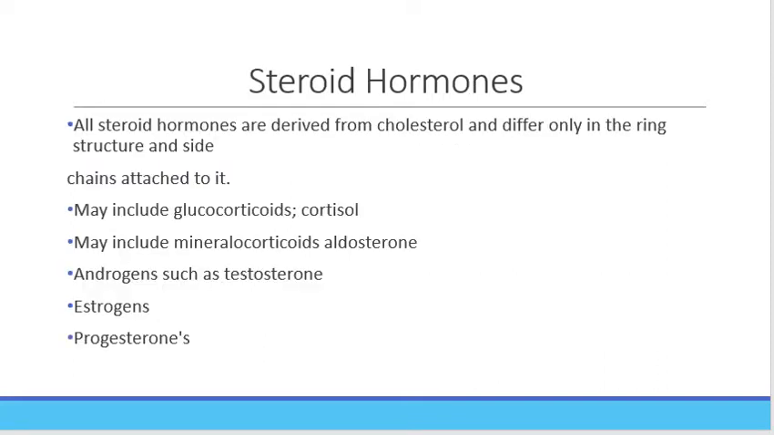Steroid hormones. All steroid hormones are derived from cholesterol, and they differ only in the ring structure inside, in regards to the chains attached to it. They may include glucocorticoids, cortisol, mineralocorticoids like aldosterone, androgens such as testosterone, estrogen, and progesterones.